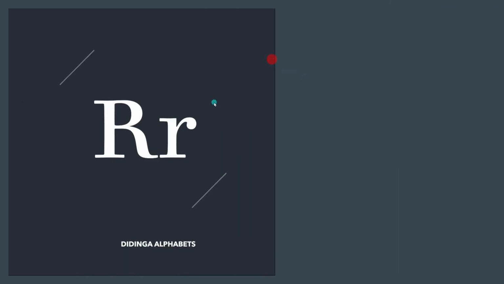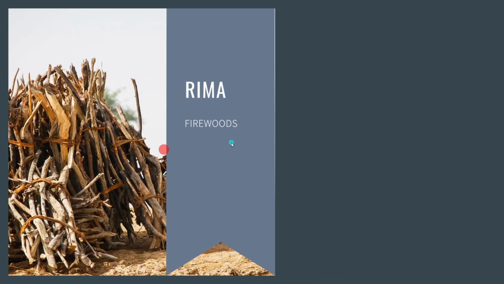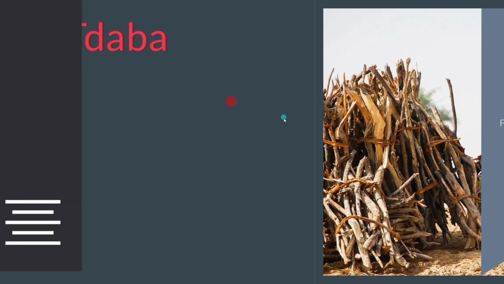Next is abacha ra. Abacha ra is for rema. Rema is firewood for cooking, for creating fire, for heating and stuff like that, and is known as rema, firewood. Pronunciation: rema. Next is abacha ta.